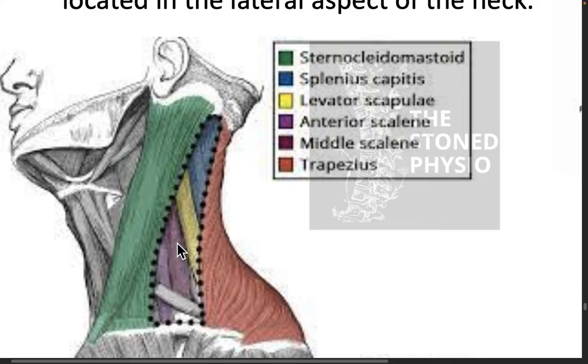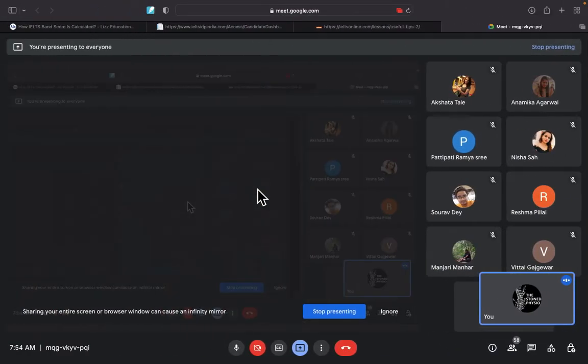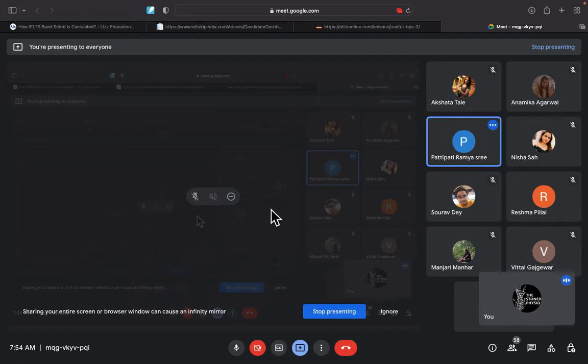We will talk about these triangles. Besides that, we have a bunch of different muscles present here. First of all, this yellow one is the levator scapulae. Can anyone tell me the attachments of the levator scapulae, proximal and distal? Distally the superior angle of the scapula, and proximally the transverse processes of C1, C2, C3, C4.